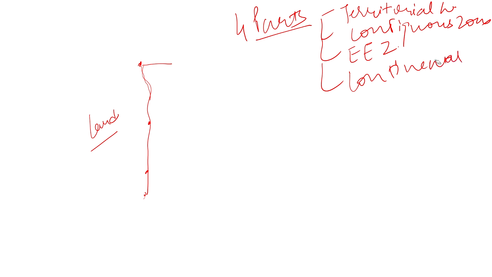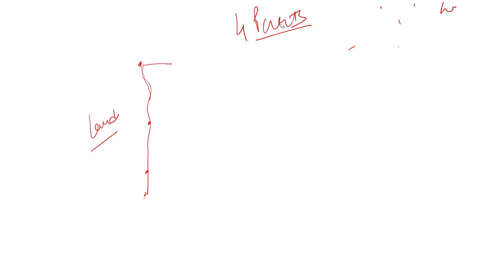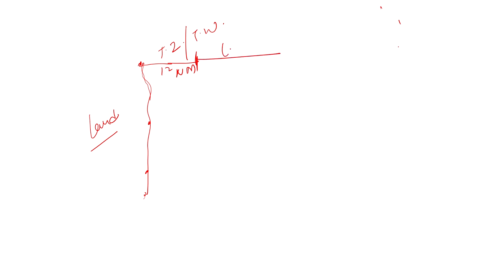Well friends, how does this work, and what is the measurement of these four zones as I have just mentioned here? So the first zone that we have is territorial zone, or known as territorial waters, which is 12 nautical miles from the coastal state. Then after territorial waters, you have contiguous zone, which is again 12 nautical miles from the point where territorial water ends, or you can say 24 nautical miles from the coastline. So from coastline it is 24 nautical miles, whereas from the point where territorial water ends, it will be 12 nautical miles.